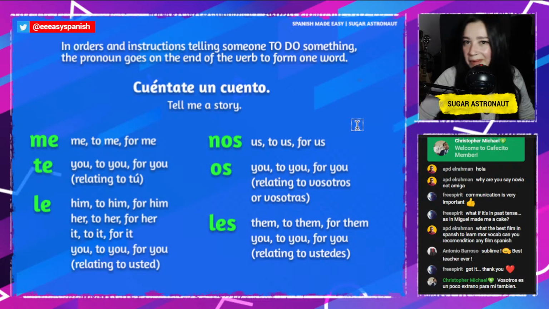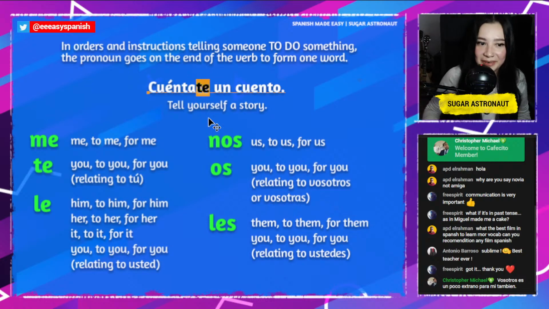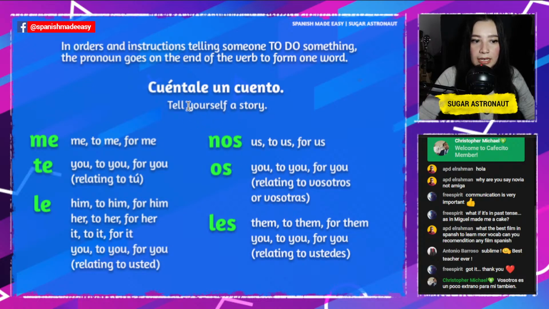If you say cuéntate un cuento, you're pretty much saying tell yourself a story. It sounds weird, but essentially it's grammatically correct. Cuéntate un cuento. And te, obviously, that's the pronoun, and we just added it to the verb, okay? It becomes one word. Cuéntate un cuento. Tell yourself a story, okay? Or you can also say cuéntale un cuento. And you're saying tell him, her, or you a story. In this case it makes sense if we say tell him, her, or you a story, okay? Cuéntale un cuento, okay?